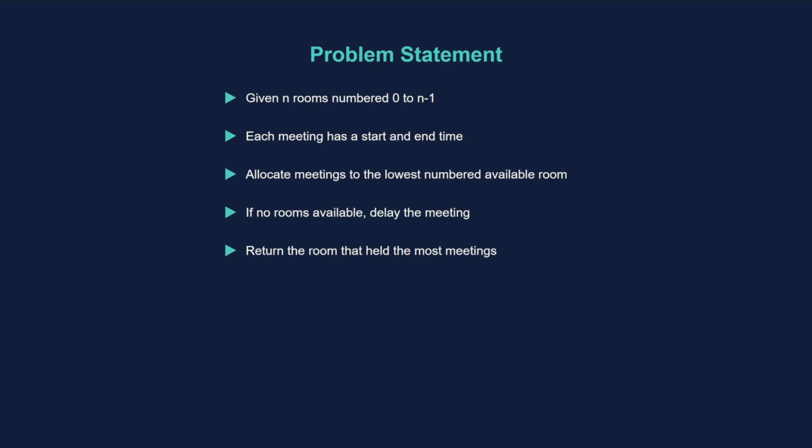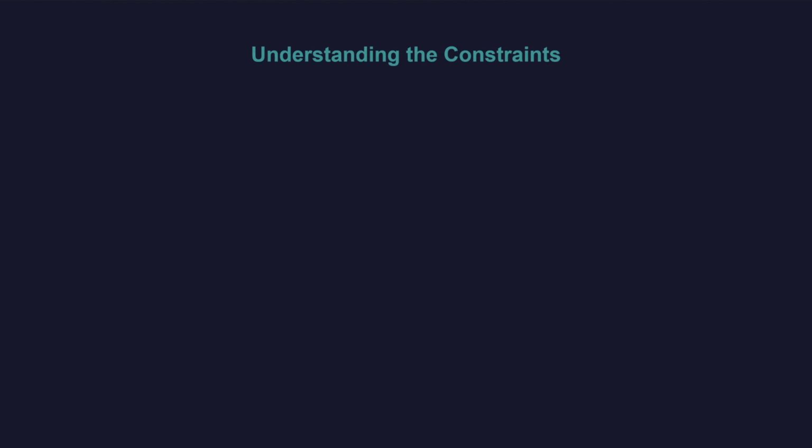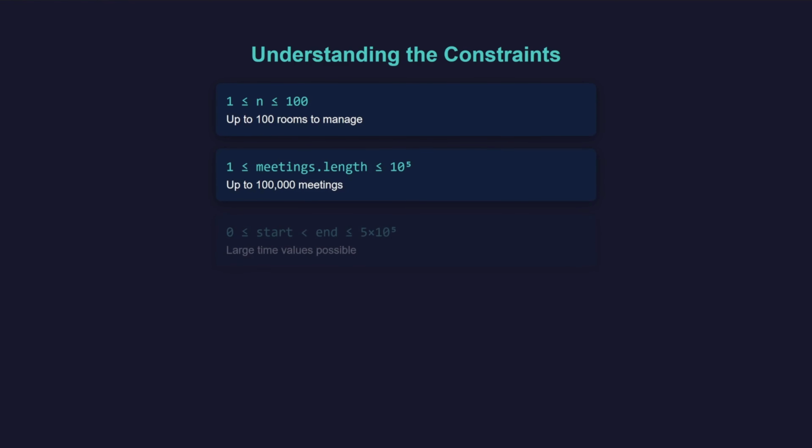Fourth, if no rooms are available when a meeting is supposed to start, that meeting gets delayed until a room becomes free. The key point here is that the delayed meeting keeps its original duration. Finally, our goal is to return the room that held the most meetings throughout the entire process. If there's a tie, we return the room with the lowest number. Understanding constraints is critical for choosing the right approach. Let's examine each constraint as it appears.